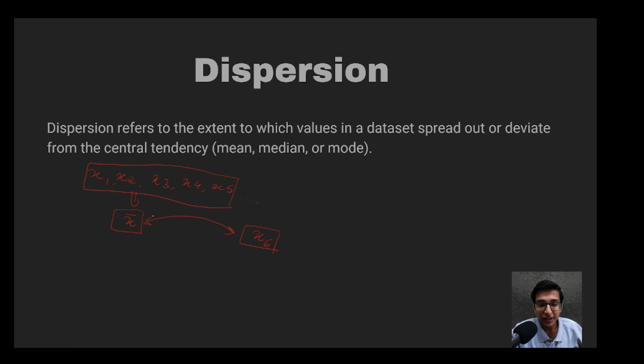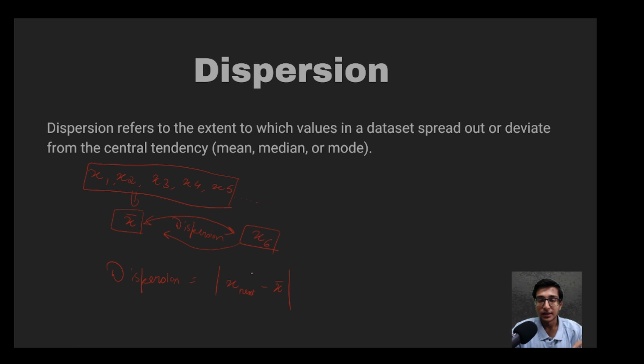Now let's say x6 arrives, and we know the value of x bar. The difference between these two numbers, the deviation of x6 from the average of the first 5 numbers, this is what we call dispersion. I hope you are understanding. So dispersion is nothing but the mod of the next data point minus x bar, mod.